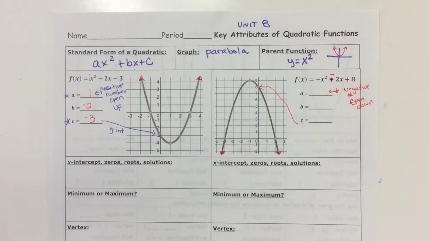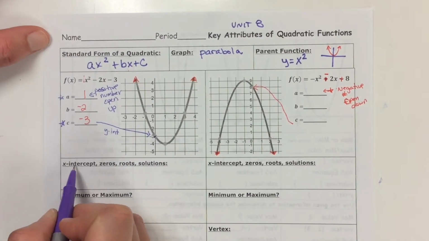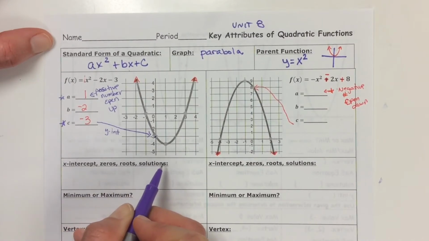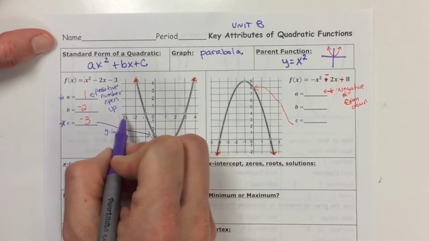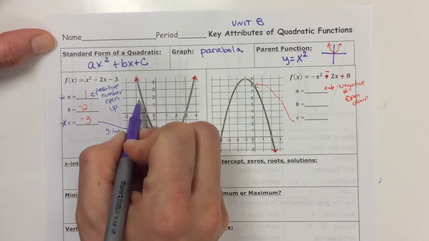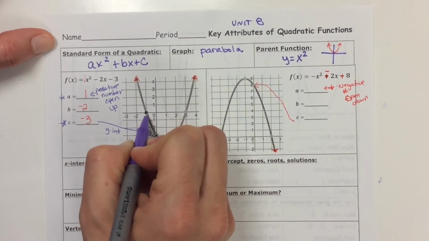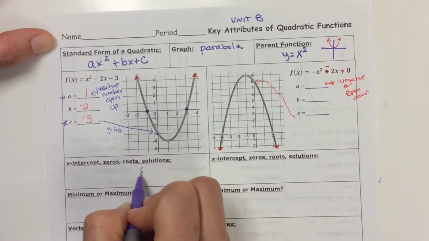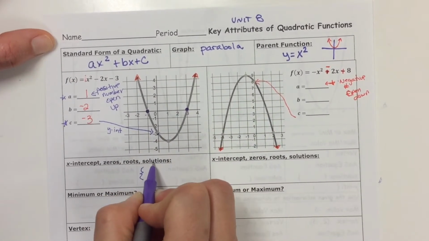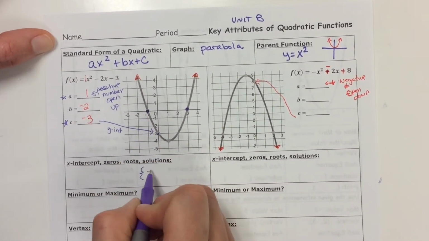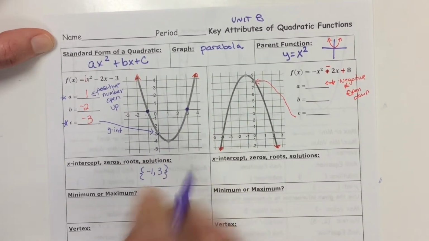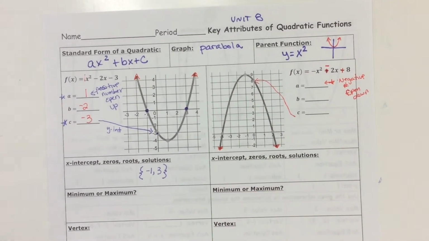All right, some other very familiar vocabulary that we'll talk about real quick is x-intercepts, zeros, roots, and solutions. All of these refer to the same thing, which is the place where the graph and the x-axis intersect. So the solutions are -1 and 3. Quickly do the same over here.